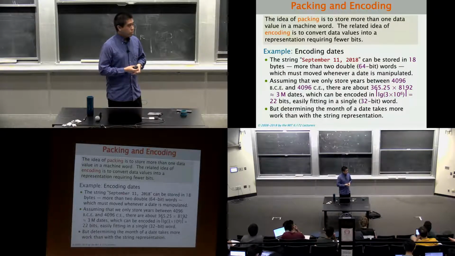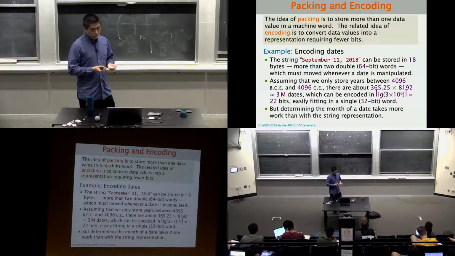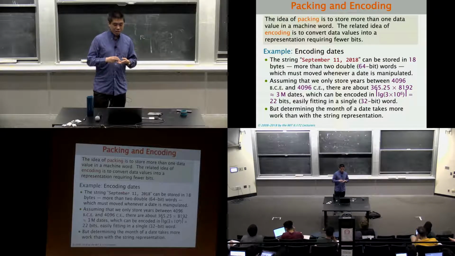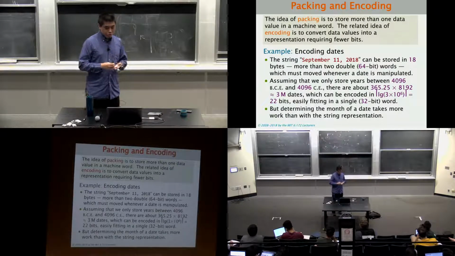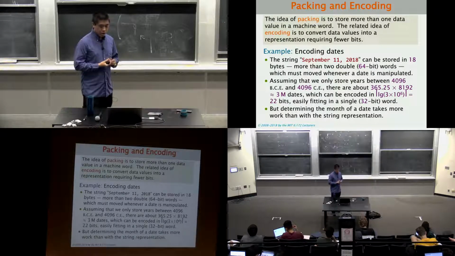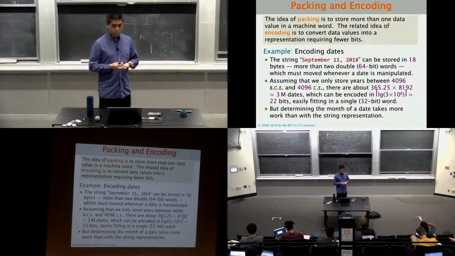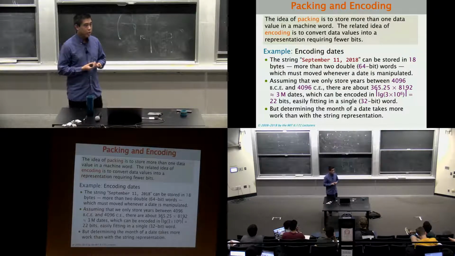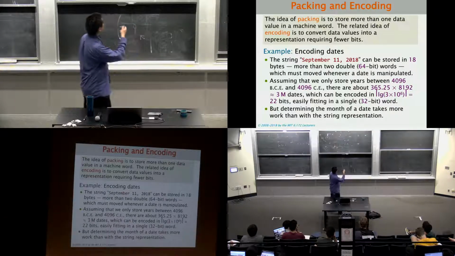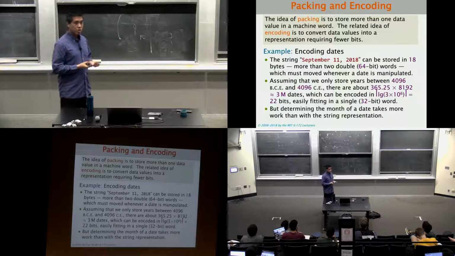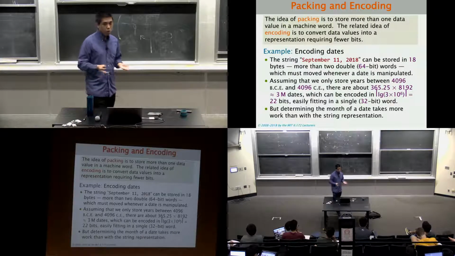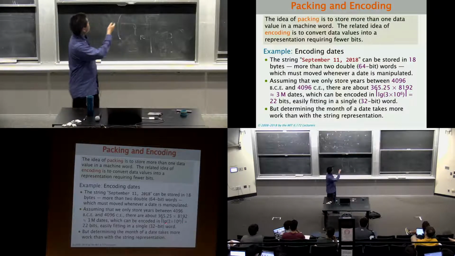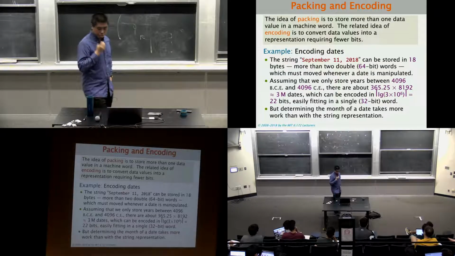But it turns out that you can actually do better than using 18 bytes. So let's assume that we only want to store years between 4096 BCE and 4096 CE. So there are about 365.25 times 8,192 dates in this range, which is 3 million approximately. And you can use log base 2 of 3 million bits to represent all of the dates within this range. So the notation LG here means log base 2. That's going to be the notation I'll be using in this class. And LOG will mean log base 10. So we take the ceiling of log base 2 of 3 million, and that gives us 22 bits.